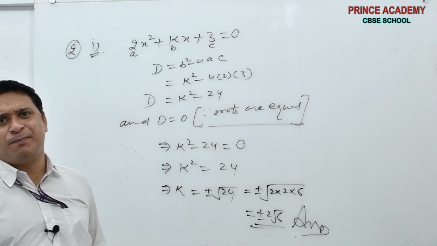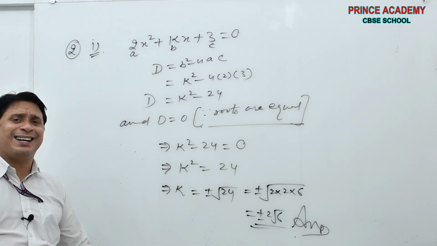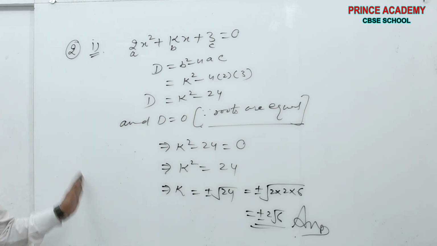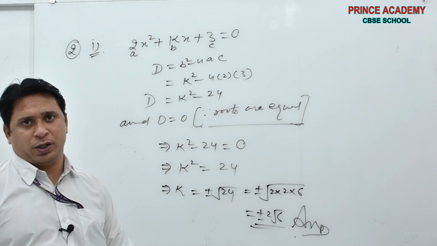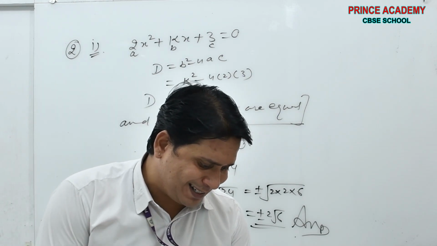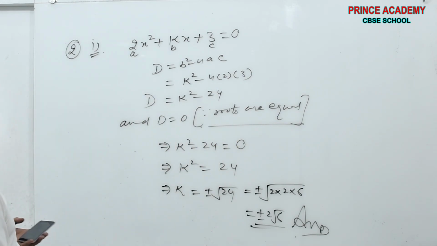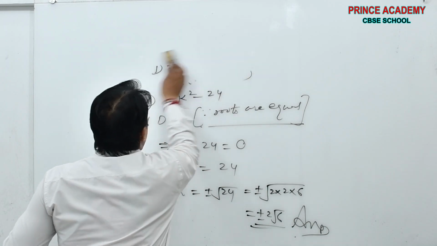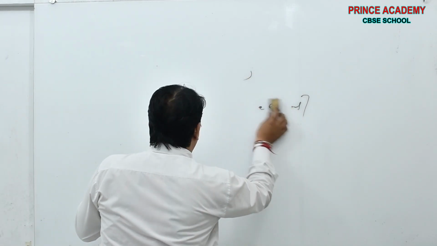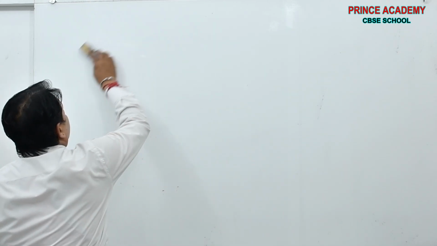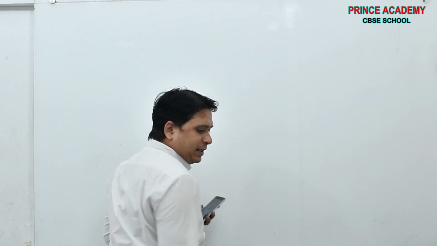It was so simple, beta. Both the questions, first and second, are so simple. That's why I was a little bit faster for these two questions. Question number 2, part second, you will also do by yourself, because this is also very simple. Make the quadratic equation by multiplying kx with x minus 2 and then you will get the result.